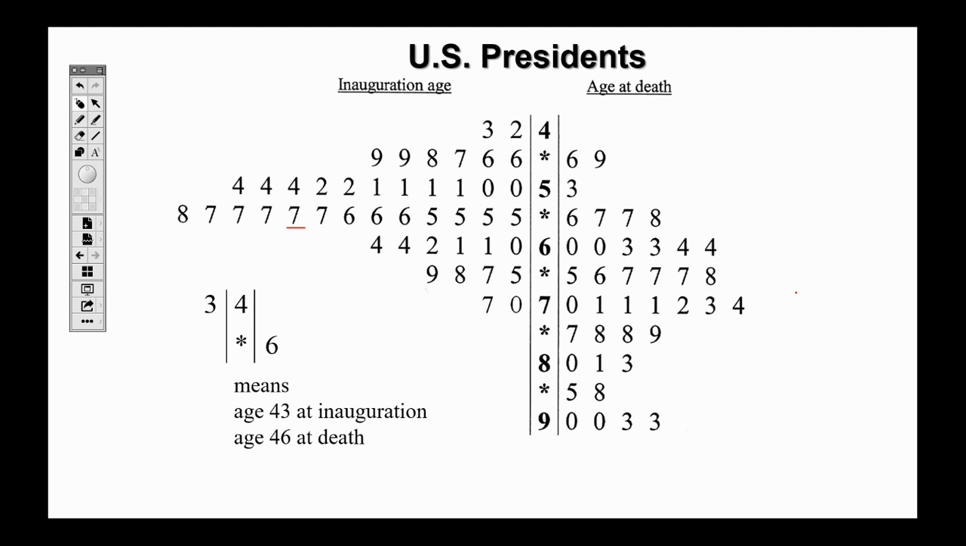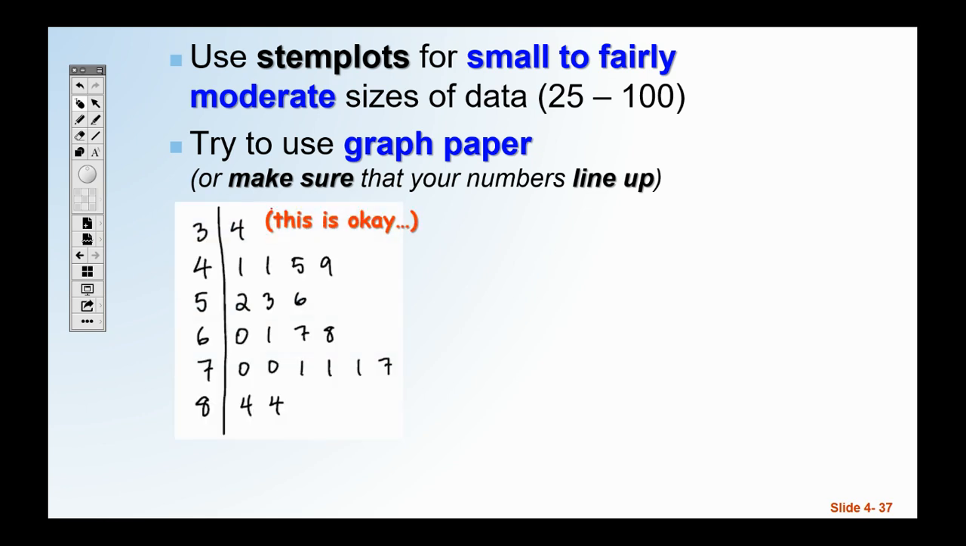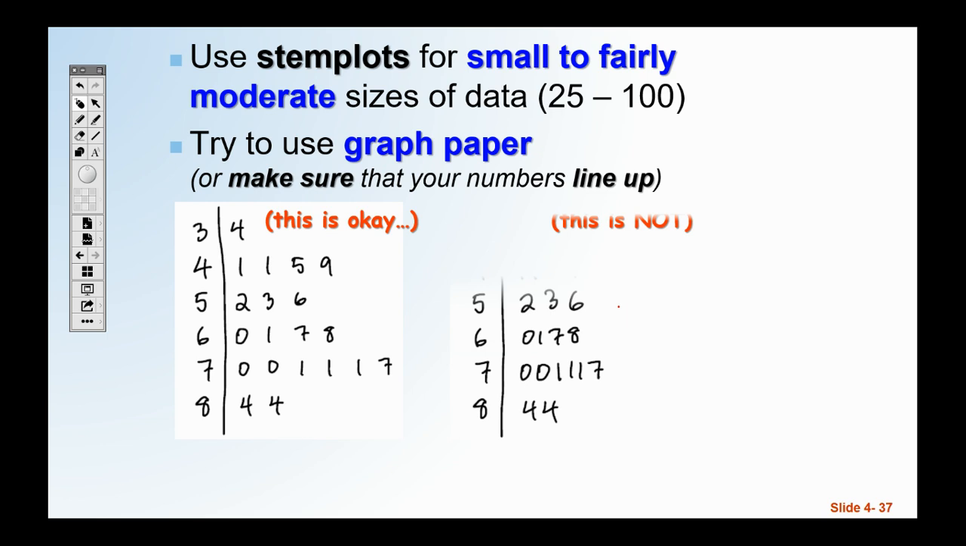All right, kids. So there is stem plots. Use stem plots for small to fairly moderate sizes of data. Try to use graph paper or make sure that our numbers line up. Really important that we have nice columns. I pointed that out earlier, not jamming things together. It makes it hard to see frequency if numbers that take up 3 spaces also take up as many as 4, or here we have 5 that are going out the same length, right? We want to be able to line them up so we can see frequency. That's really important for what we're going to do.